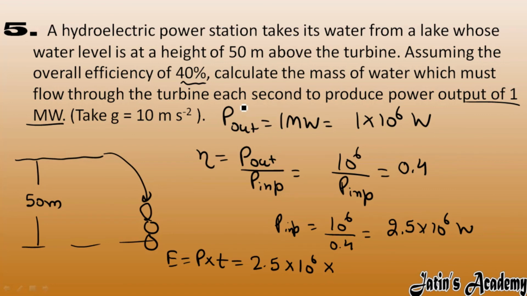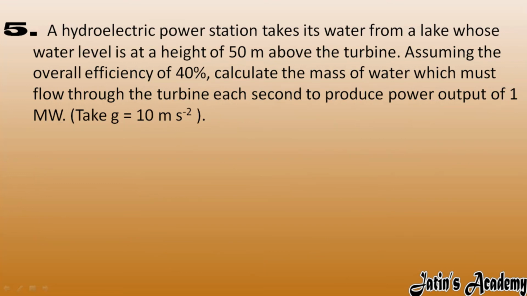They are talking about each second. It means time is given as 1 second. So here energy we got as 2.5 into 10 raised to power 6 joule. Now we have to calculate the mass. So here energy we have already calculated as 2.5 into 10 raised to power 6 joule, and this energy is actually stored in the water in the form of potential energy. So potential energy we have 2.5 into 10 raised to power 6 joule.